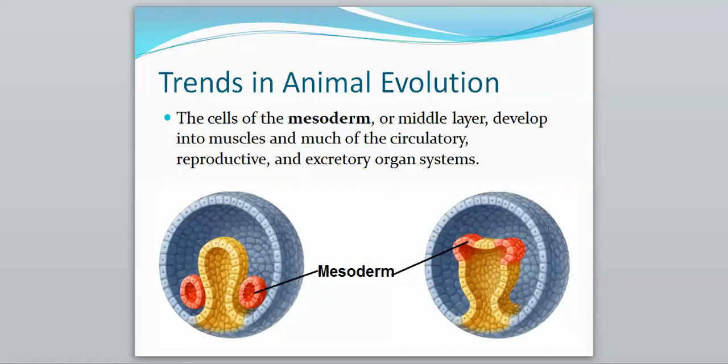Next is the cells of the mesoderm, so this is our middle layer. These develop into muscles and much of the circulatory, reproductive, and excretory organ systems. Meso means middle, and they both begin with M, so that's an easy way to remember that. They develop into things like muscles and much of our circulatory, reproductive, and excretory organ systems.